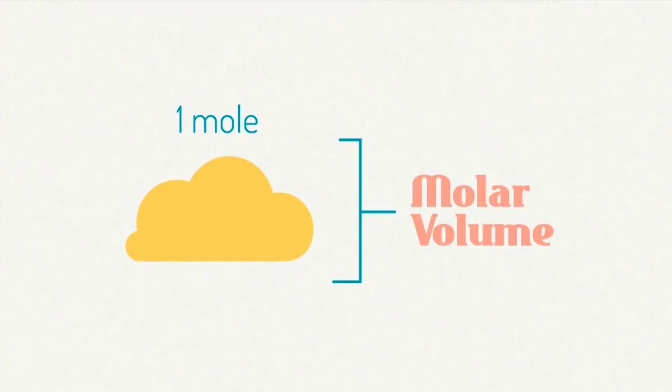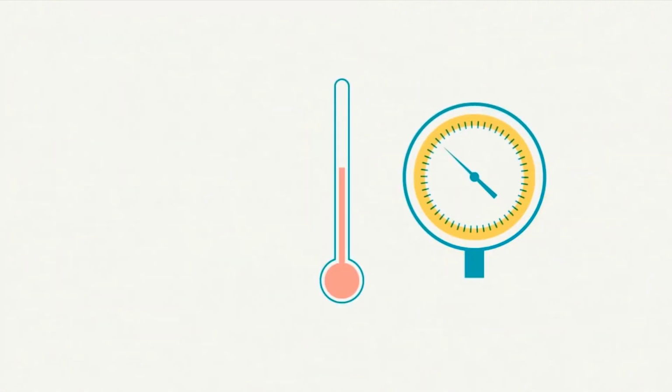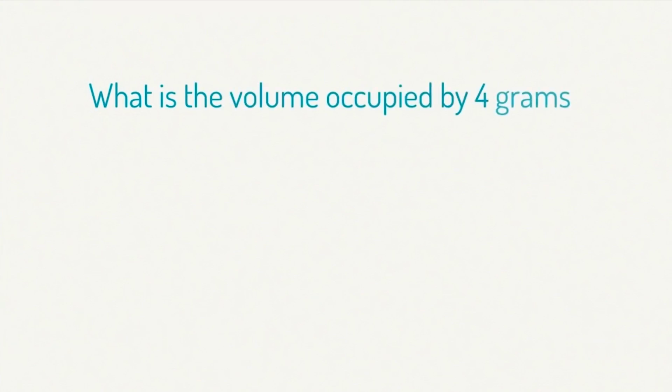The volume occupied by 1 mole of a gas is called the molar volume. Molar volume is measured in decimeters cubed per mole. At room temperature and pressure, the molar volume is taken as 24 decimeters cubed per mole.